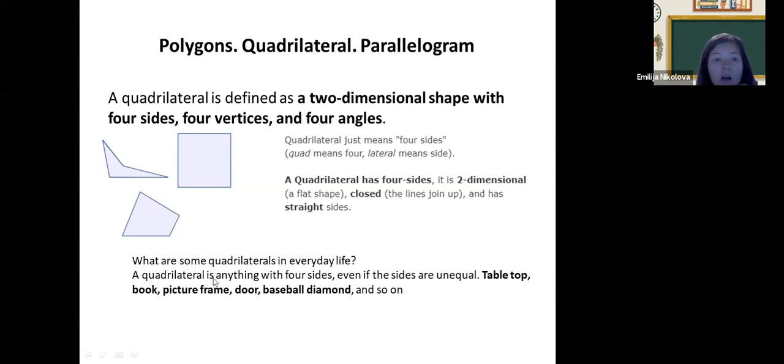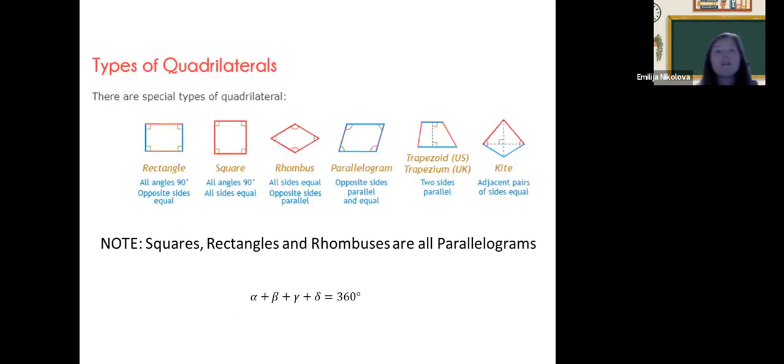And what are some quadrilaterals in everyday life? Everything that has 4 sides. For example, a tabletop, a book, a picture frame, a door, a baseball diamond. There are so many different shapes that are quadrilaterals. Now we are going to talk about the types of quadrilaterals. There are several types that we can talk about.